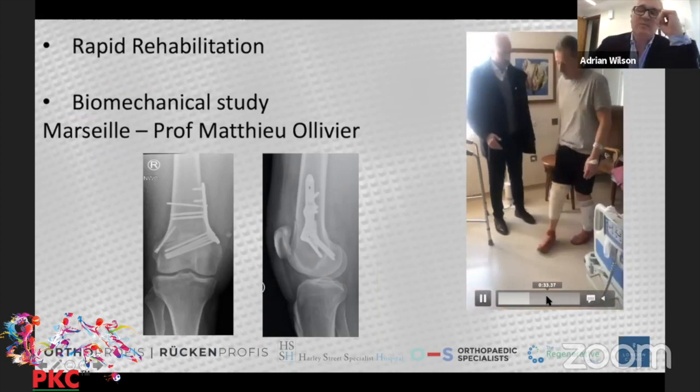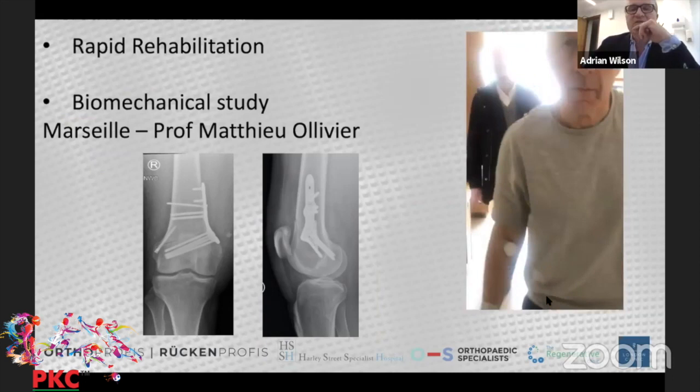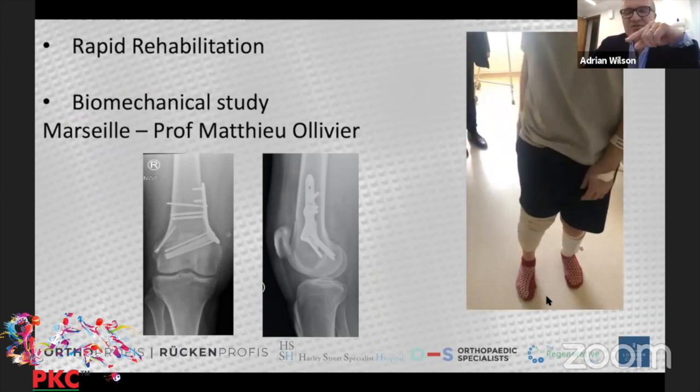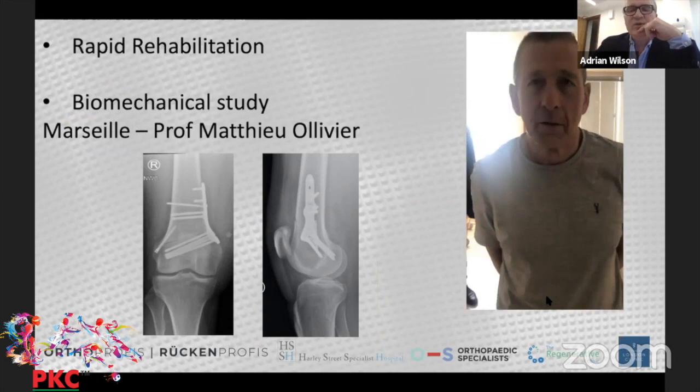It's always an important question on the ward round. And he looks me in the eye and says, I've got absolutely no pain whatsoever. And that is really quite unusual. Now, we did take this gentleman partial weight bearing, 20 kilos we allowed for 4 weeks, but we were more confident with the hinge screw.